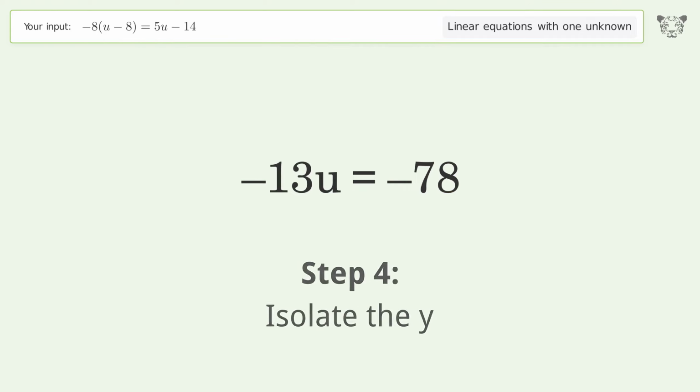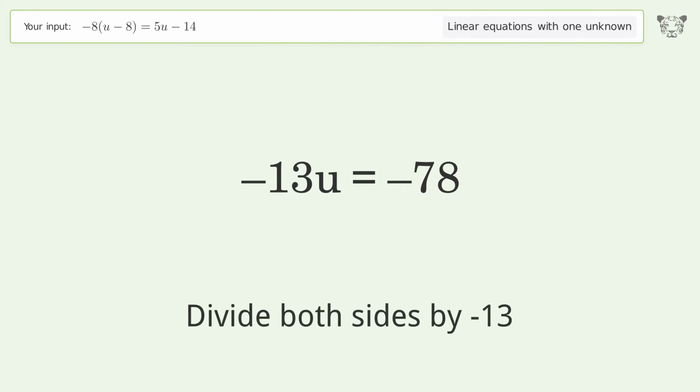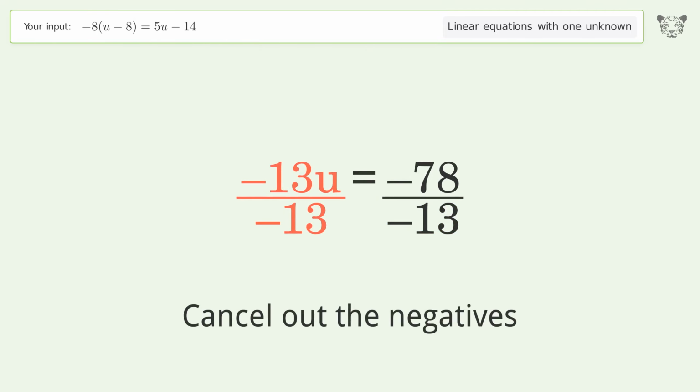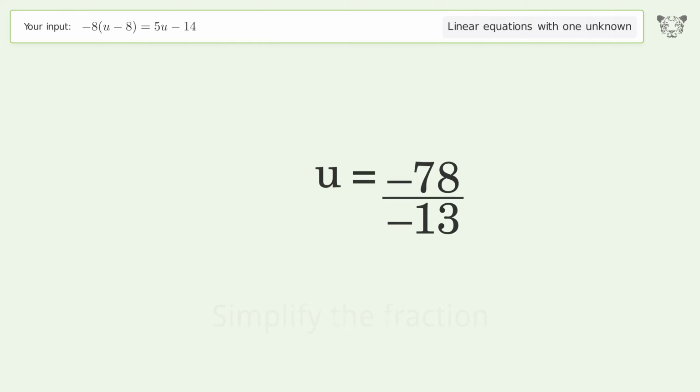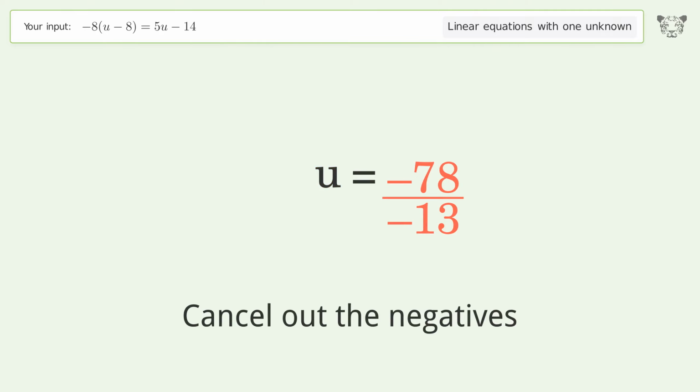Isolate the y. Divide both sides by -13. Cancel out the negatives. Simplify the fraction. Cancel out the negatives.